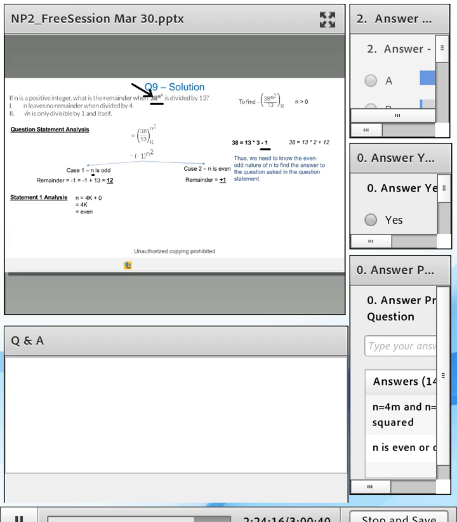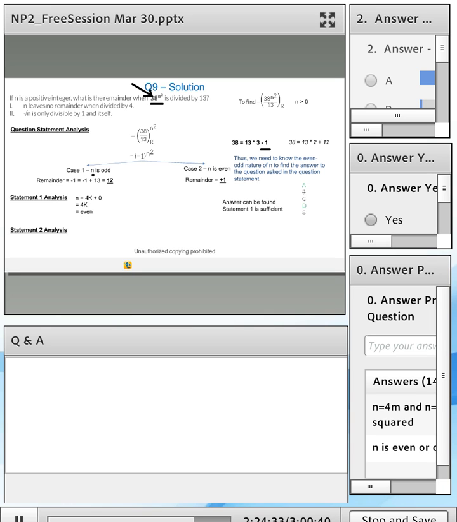Statement 1 says n leaves no remainder when divided by 4. And from that aspect, it's very clear that n is an even number, right? So you have your answer. So statement 1 is sufficient, right? Now let's look at statement 2.